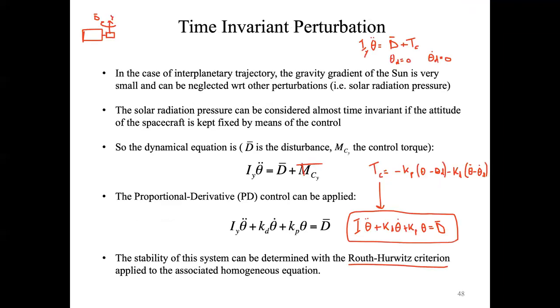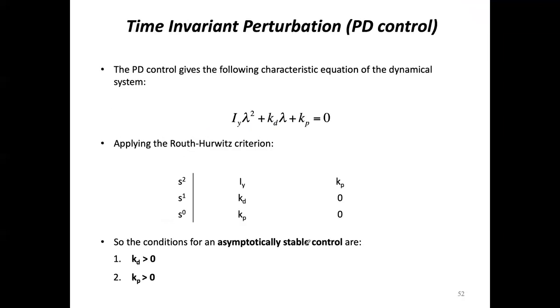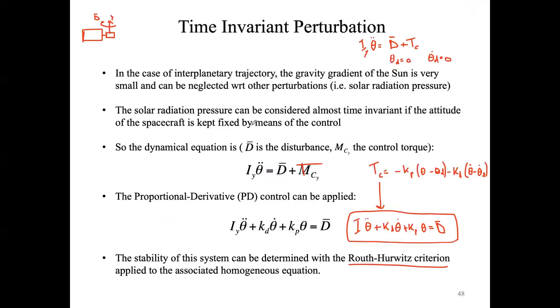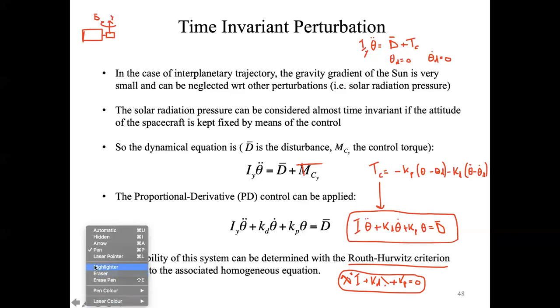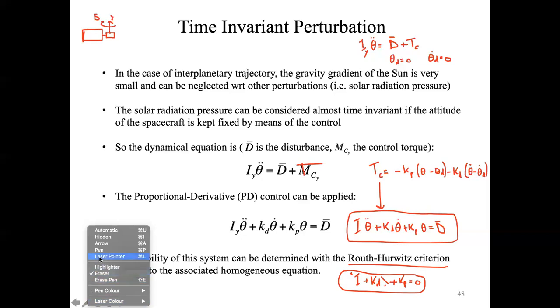So if you write the characteristic equation, that will indeed be this one. Basically you write lambda squared I_y plus kd lambda plus kp equal to 0, because the stability is always investigated using the homogeneous equation associated to the matrix. So we have to see if this will be stable or not.